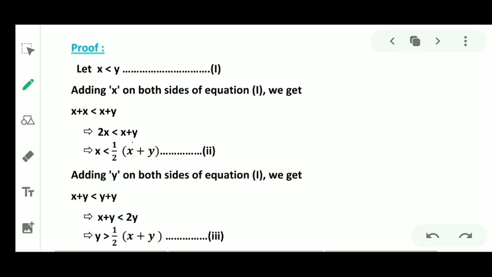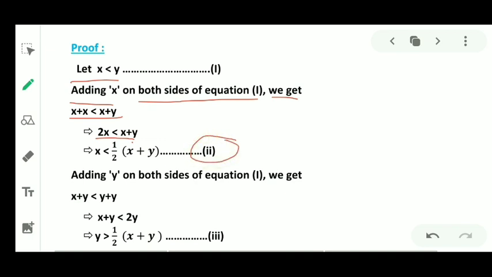So let x be less than y, that is equation 1. Now adding x on both sides of equation 1, we get x plus x less than x plus y. Then x plus x becomes 2x. So here 2x less than x plus y, and x less than 1 by 2 into x plus y, that is equation 2.